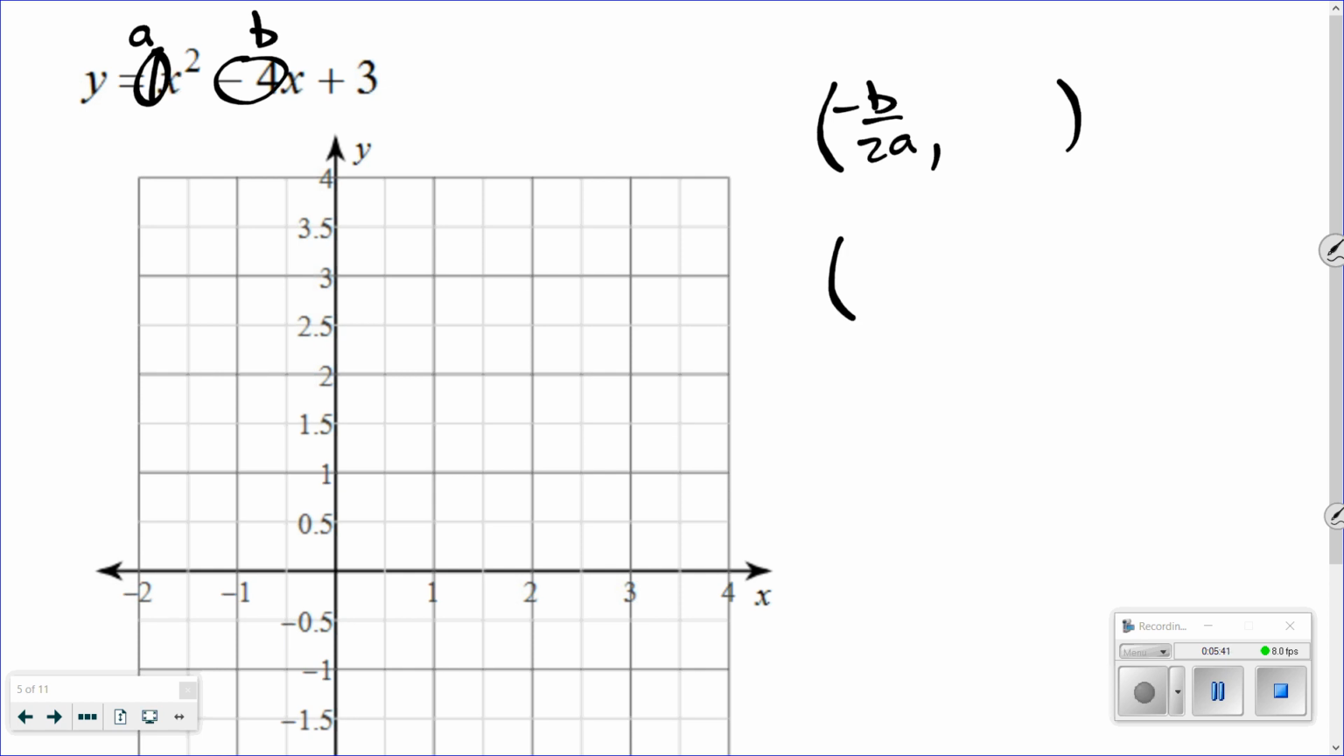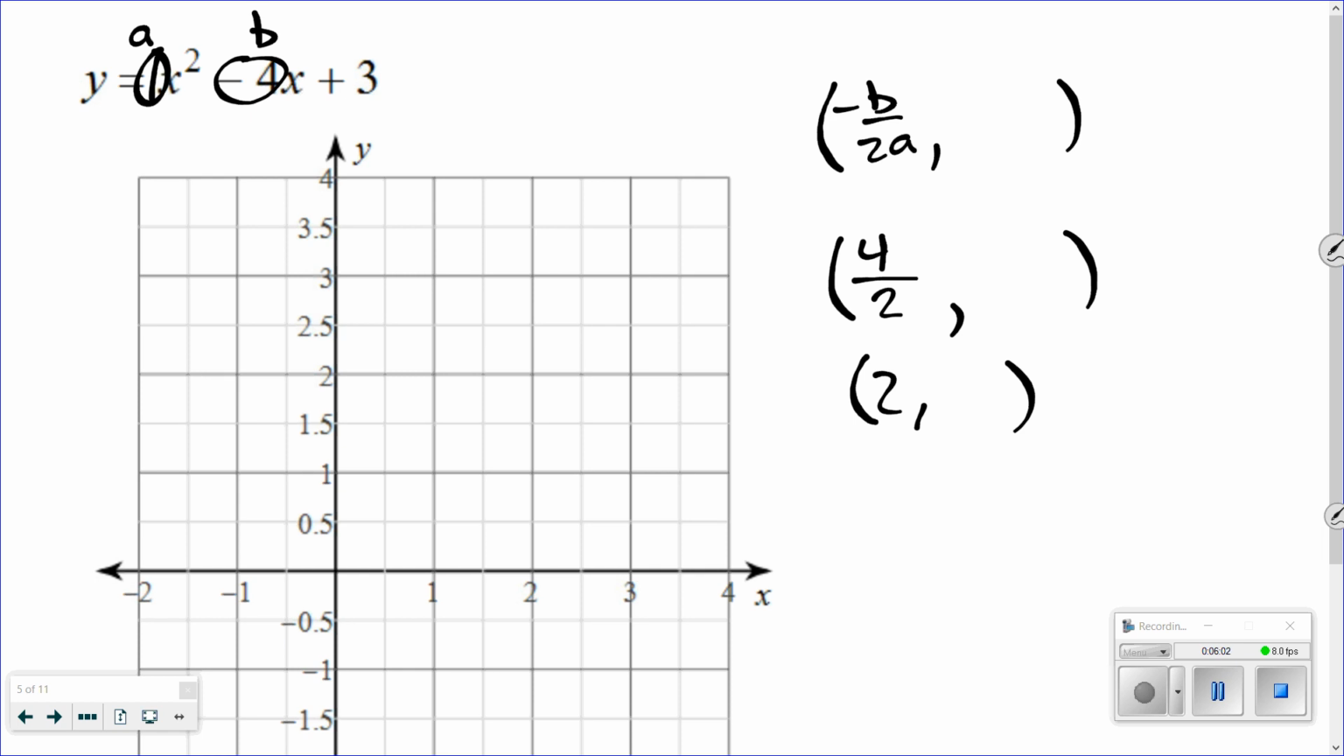We get a negative b. B is already a negative 4. That flips the sign. Be careful with that. It makes it a positive 4. Then on the bottom I have 2 times a. A is 1. 2 times 1 is 2. So the x-coordinate of my vertex is 4 divided by 2, which comes out to be 2. Okay, so I've got the x-coordinate.